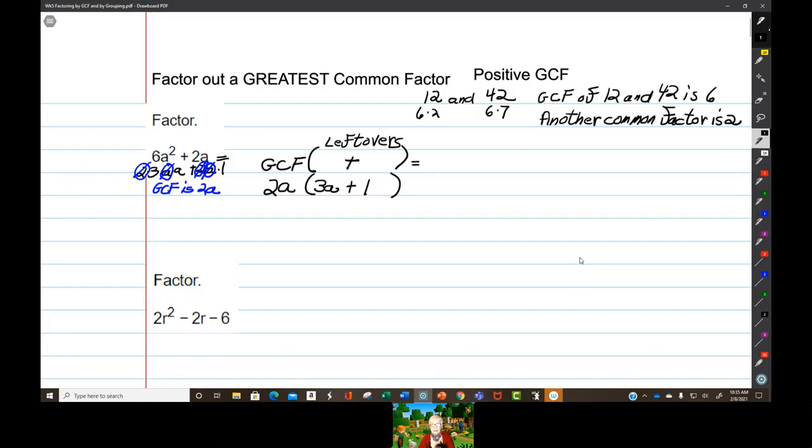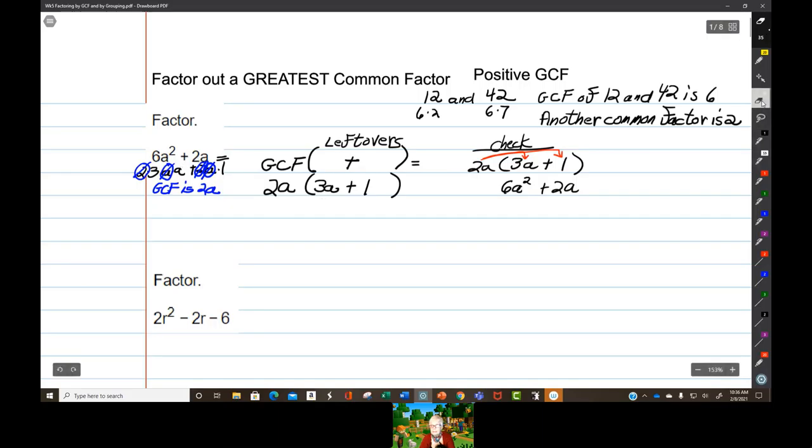Now, the way you check and make sure you answered correctly, I'm going to write it up here, check. Is this 2a times 3a plus 1? I'm going to distribute 2a times 3a and 2a times plus 1. And let's see, 2a times 3a is 6a squared, and 2a times plus 1 is plus 2a. And that is what I started with. So that means my answer is right.